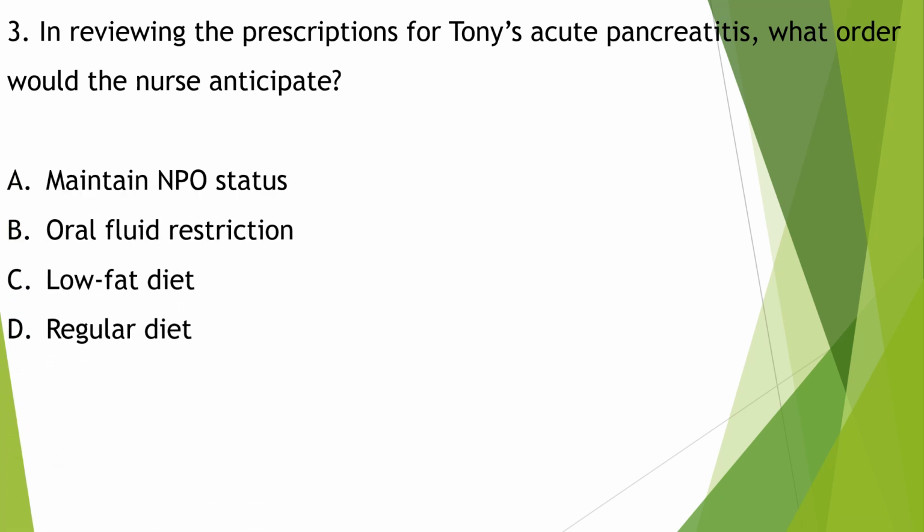In reviewing the prescriptions for Tony's acute pancreatitis, what order would the nurse anticipate? Maintain NPO status, oral fluid resuscitation, low-fat diet, regular diet. Patients with acute pancreatitis are kept in nil per oral status to prevent the release of pancreatic enzymes that break down fats, proteins and carbohydrates.